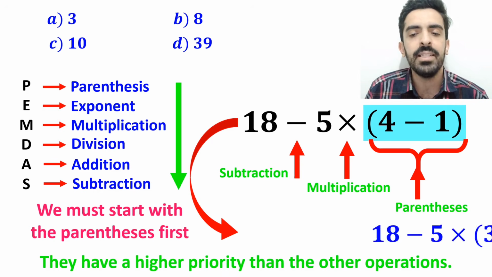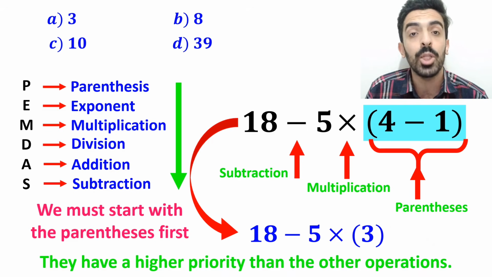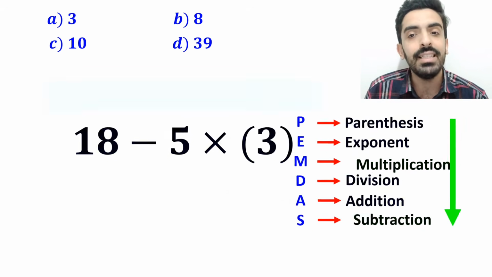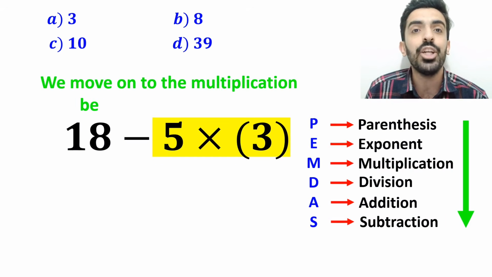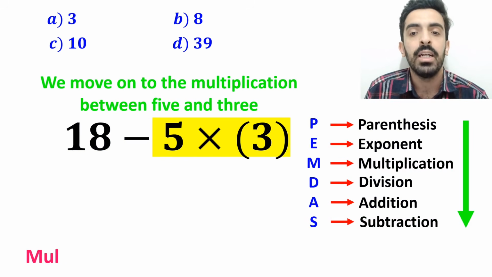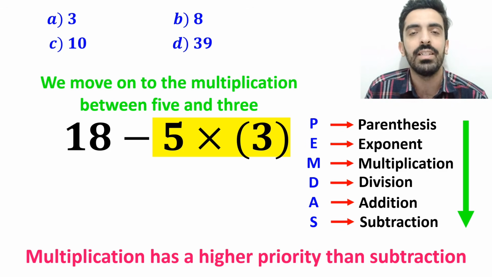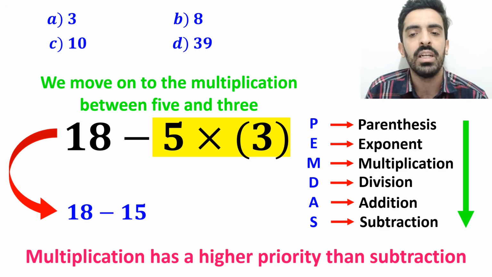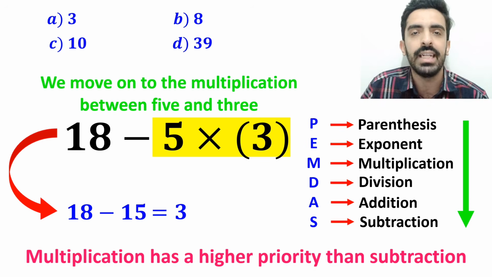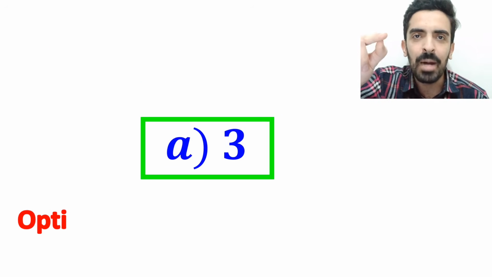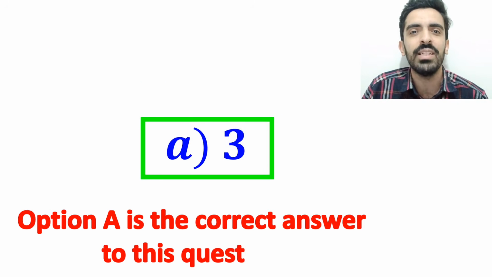So we can write this expression as 18 minus 5 multiplied by 3. And the next step, we move on to the multiplication between 5 and 3 because multiplication has a higher priority than subtraction. So we rewrite this expression as 18 minus 15, which finally gives us the answer 3. Therefore, option A is the correct answer to this question.